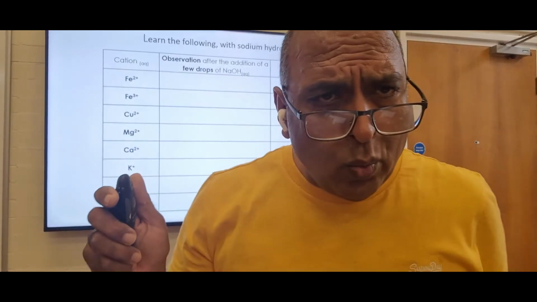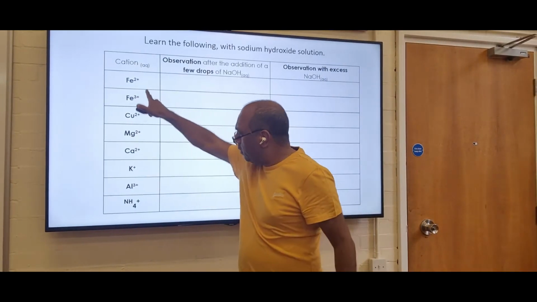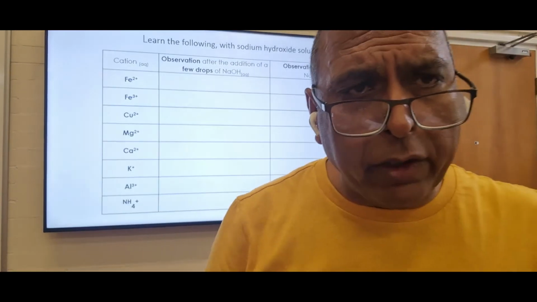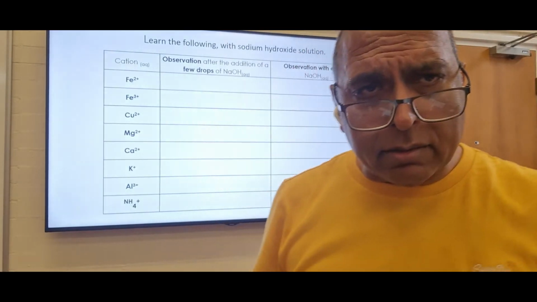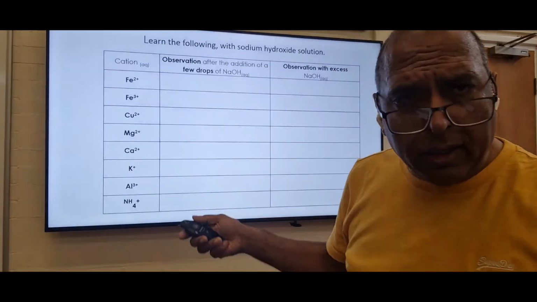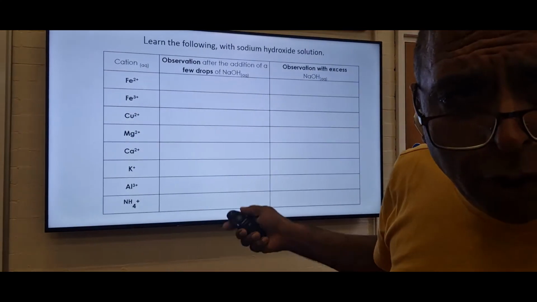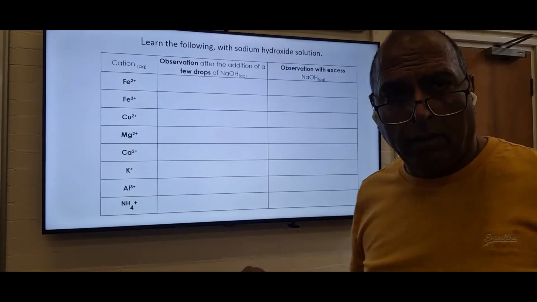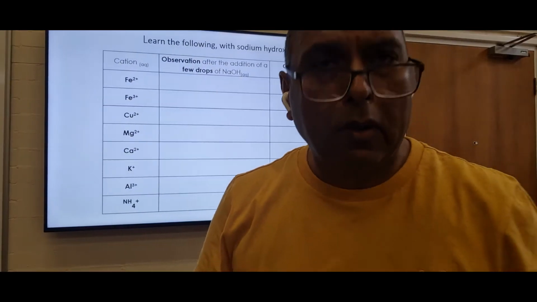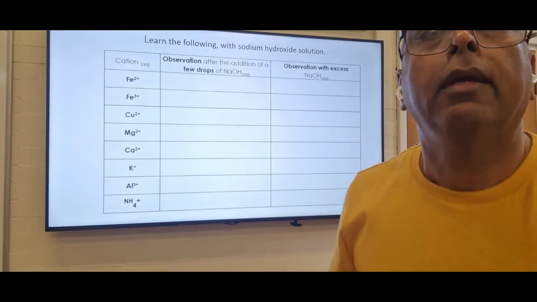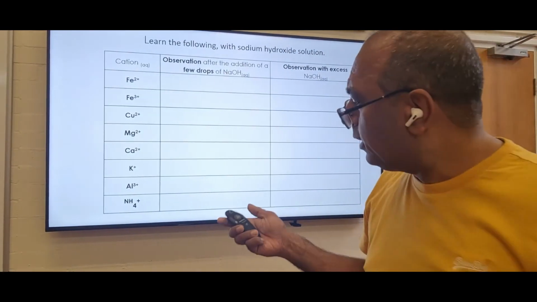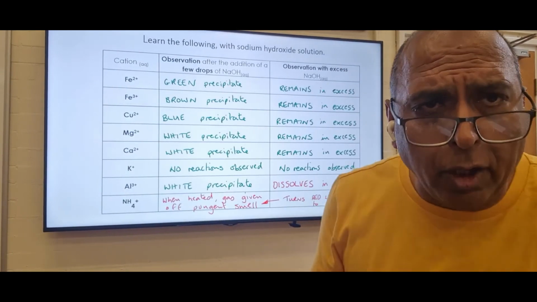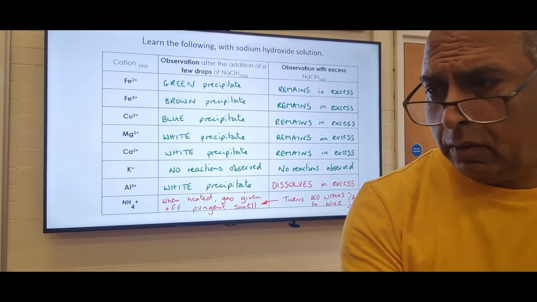Right, so I've been through these ions. Ammonium ions was the one where I've just been holding up some damp red litmus. What do you need to learn? You need to learn the following observations. I've put them in. I had problems with the next slide, so hopefully I'll get it now. These are the observations you need to learn.